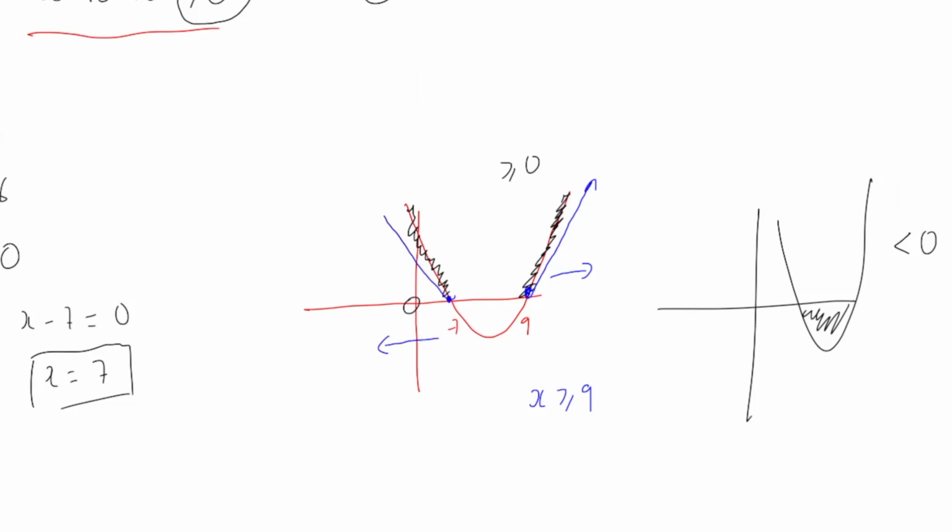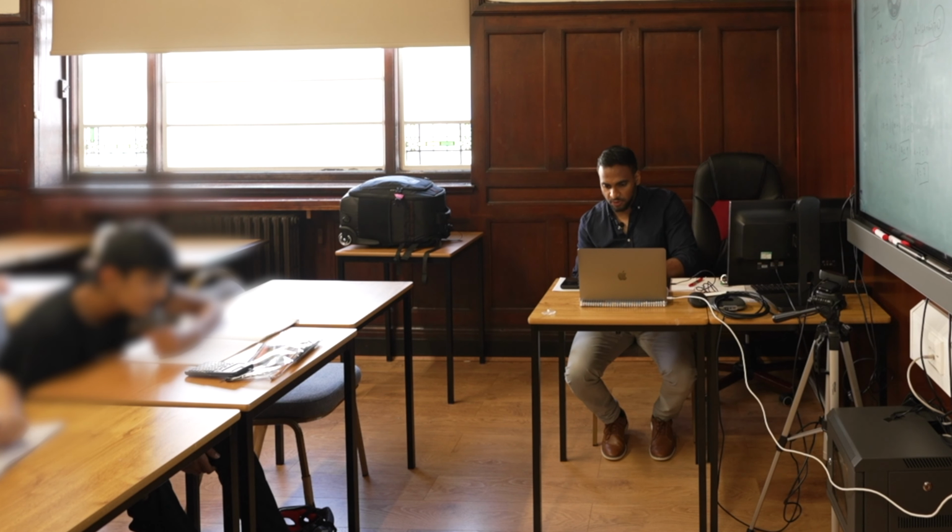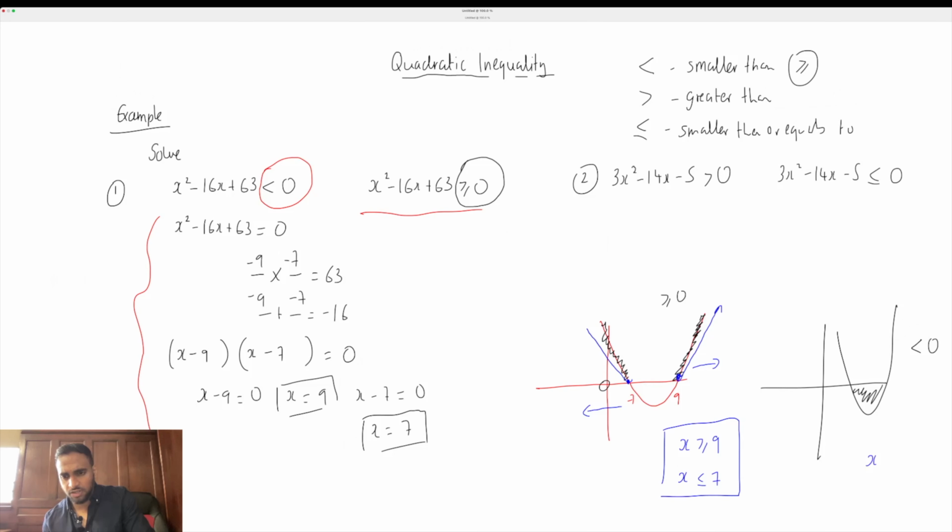Is it getting bigger or smaller? Smaller. So in this case, I say x is smaller than or equal to 7. That is my answer. So in the previous one, our answer was what? What was the answer? 7 and 9, like this, isn't it? See, look at the answer.